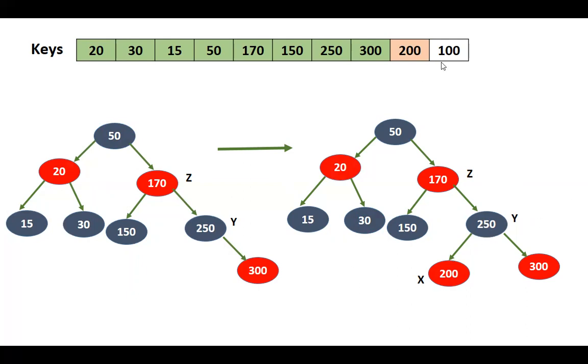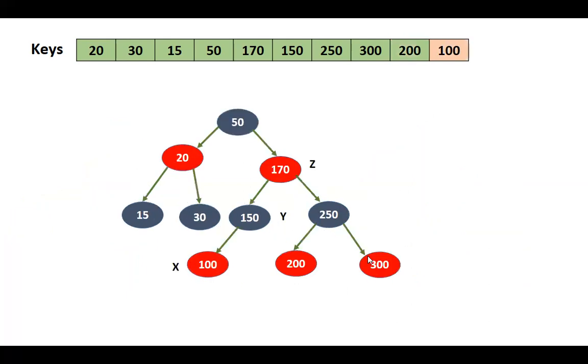Fine. Next, what you insert is 100. Again check: greater than 50, smaller than 170, go to the left side, and again smaller than 150. So insert 100 to its left side. So 100 becomes the left child of 150. Again, there is no imbalance because the newly inserted node is red and it is inserted to a black node, right? So there is no red violation, and the tree is balanced. Fine. So this is the red-black tree of the given keys. I hope the concept is clear.